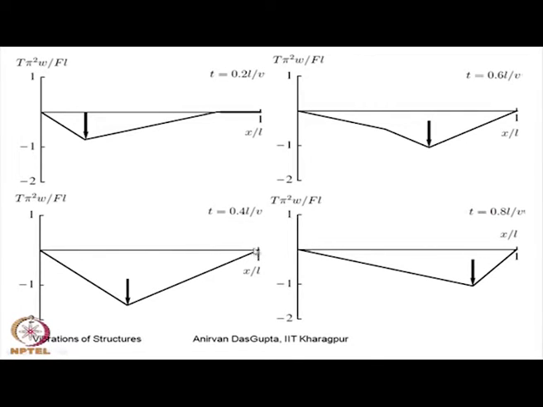this information that there is a force travelling on the string has reached this end. Here at 0.6 L over V, you can see a kink forming here. So, actually the information is now reflecting back and forth on the string. And this shows 0.8 L over V. So, these are snapshots.